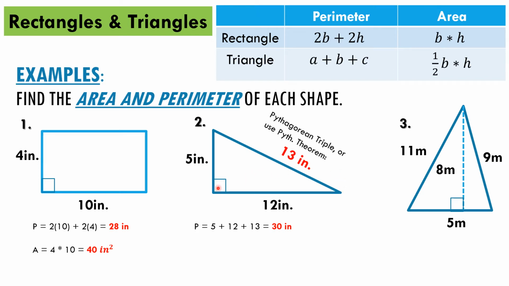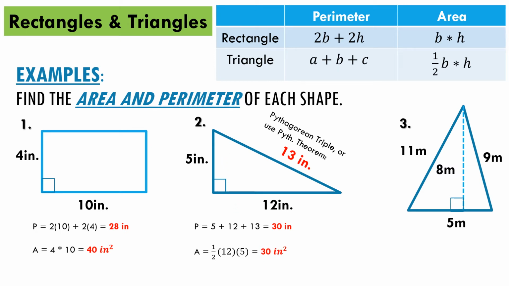I'm pretty sure for most of the ones in your homework tonight, if you do have a missing side, you'll be able to find it with the Pythagorean theorem. So once you have all those sides, 5, 12, 13 should equal 30 inches all the way around. And then our area formula is just going to be 1/2 of the base times the height.